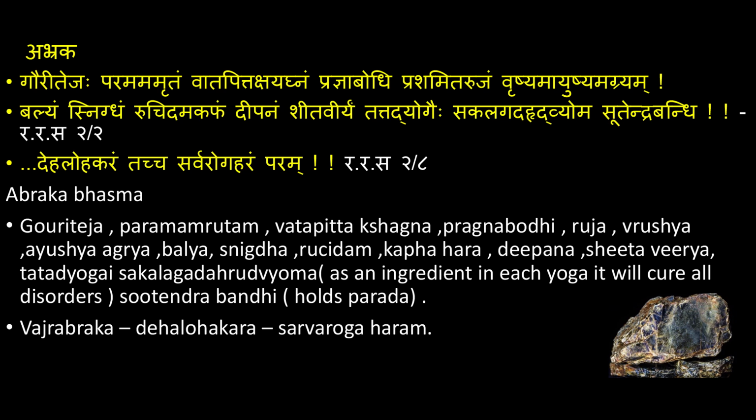And added to that, he speaks in the next shloka in chapter number 2 of Rasaratna Samuchchaya: Gauri Tejaha Paramamrutaha Vatapitta Kshayagnam Pragna Bodhi. See what he is specifically mentioning about Gauri Tejaha, it's a synonym. Gauri Teja is a synonym for Abhraka, and it is going to increase your Tejas as well. Paramamrutam, it is Amruta Tulya, just like a nectar. Abhraka is just like a nectar, and it is going to clear conditions like Vata Pitta Kshayagnam.